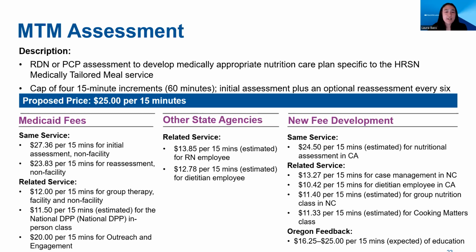And so a provider could charge for 30 minutes or 60 minutes or some other increment, depending on that actual time spent, and would get paid $25 per 15 minutes.